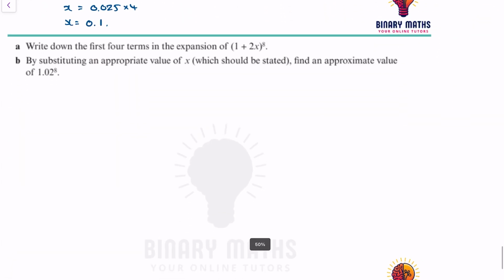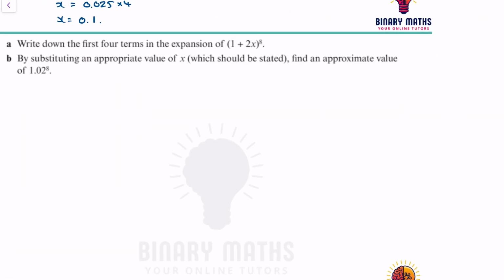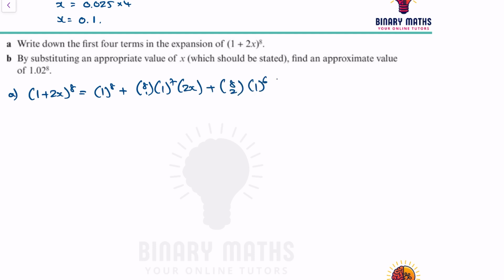Another similar question where we're calculating an approximate value. So write down the first four terms in the expansion of (1 + 2x)^8. So (1 + 2x)^8 is equal to 1^8 + 8 choose 1, 1^7 times 2x, plus 8 choose 2, 1^6 times (2x)^2, plus 8 choose 3, 1^5, (2x)^3.